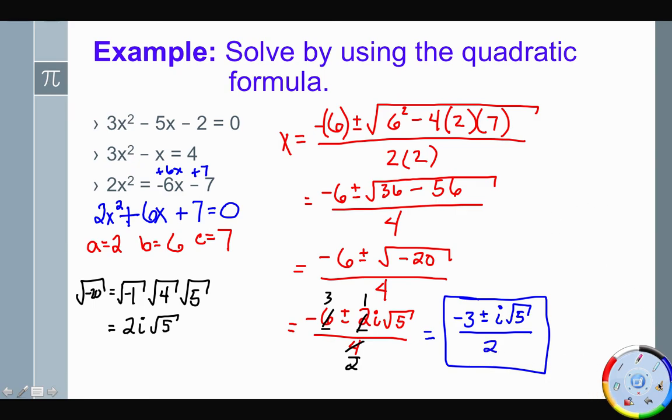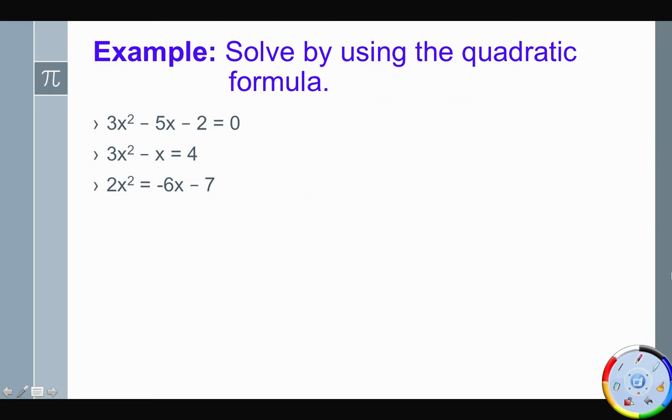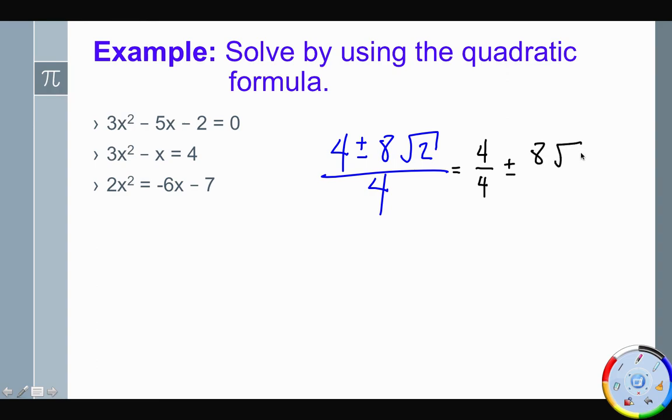Okay, so the one thing I mentioned right there really quickly is if I have 4 plus or minus 8 radical 2 over 4. Something that I can do here is simplify this because the denominator has to go to both of these. So this becomes 4 over 4 plus or minus 8 radical 2 over 4.